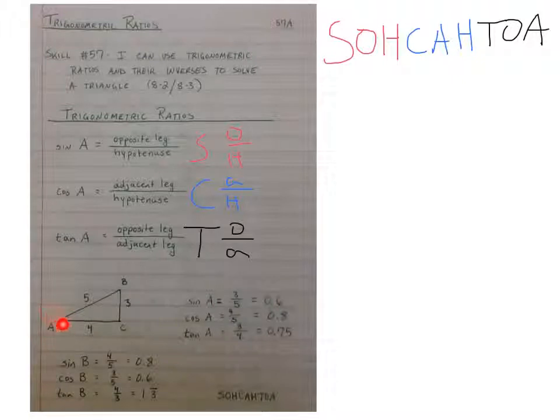Cosine of angle A is the adjacent leg, the leg that touches angle A, and we place that over the hypotenuse. So adjacent over hypotenuse. Adjacent is 4, hypotenuse is 5. Which gives us 4/5. Cosine A is 4/5, or 0.8. And then tangent A is the opposite over adjacent. So for A, the opposite is 3, the adjacent is 4, so 3/4 is tangent A.